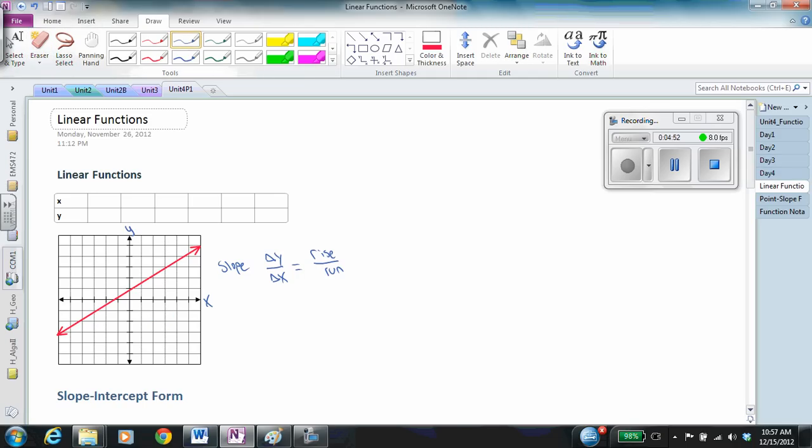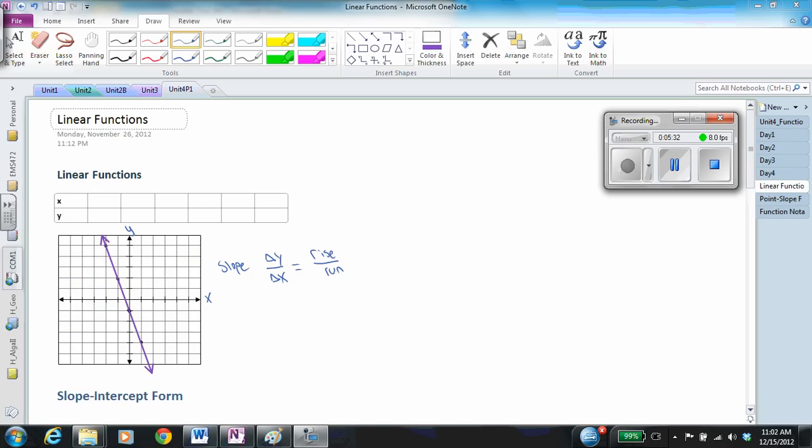So the slope of this line I could find by picking two nice points, let's say here and here, and then looking at my amount of rise divided by my amount of run. So this would be a rise of 1, 2, 3, 4, 5, and a run of 1, 2, 3, 4, 5, 6, 7. So the slope here would be 5/7, rise over run. And remember, it's a positive slope because as we read the line from left to right, it's increasing.